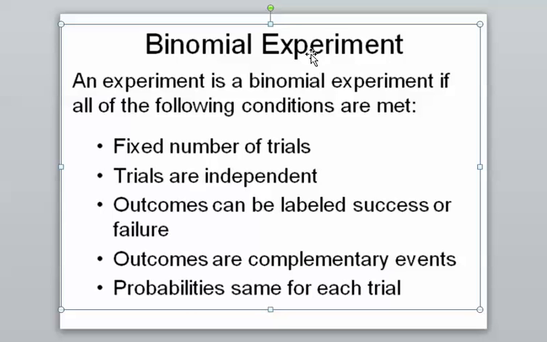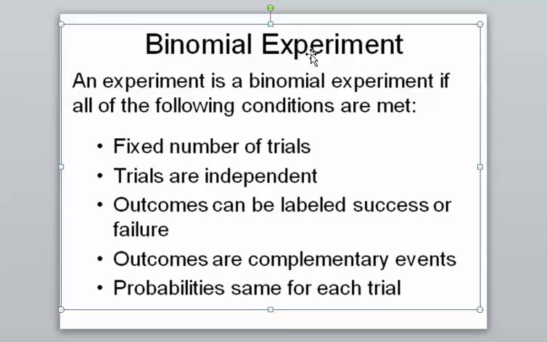Now, they list several different requirements here. One of them is that it has a fixed number of trials. You have to know how many of them you're going to do. The trials are independent of each other. They can't be dependent upon each other. So you have to put the cards back if you're using a deck of cards, okay? The outcomes can be labeled success or failure, okay? And the outcomes are complementary events of each other.